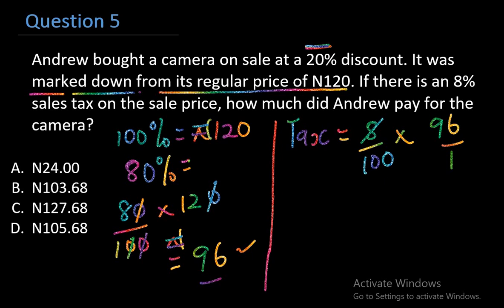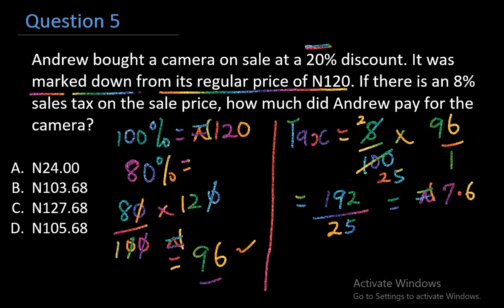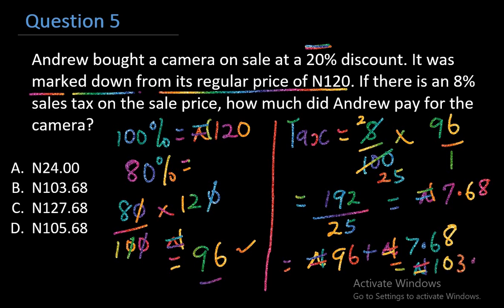Alright? So 4 into 8 is 2. 4 into 100 is 25. 2 times 96 will give me 192. If you divide 192 by 25, it will give you about 7 naira 68 kobo. So in total, Andrew will pay 96 naira plus the tax, which is 7 naira 68 kobo. If you sum these two, it will give you 103 naira 68 kobo. So that's the right answer.